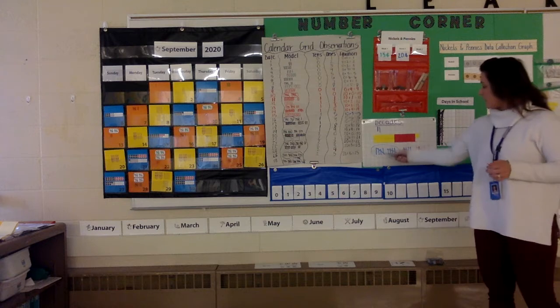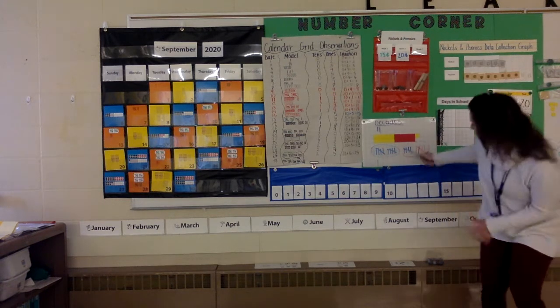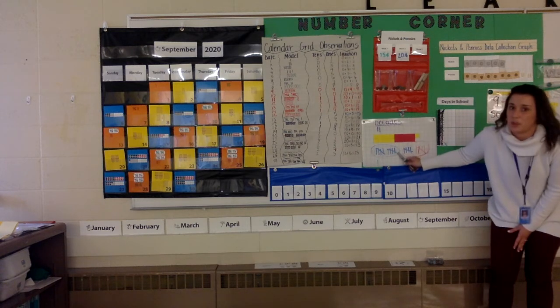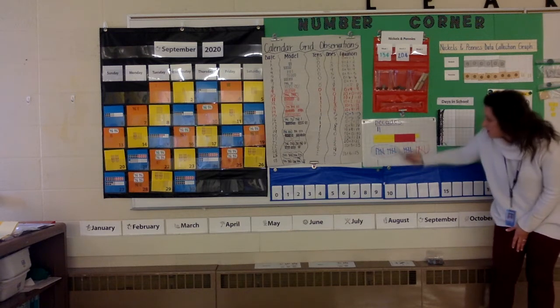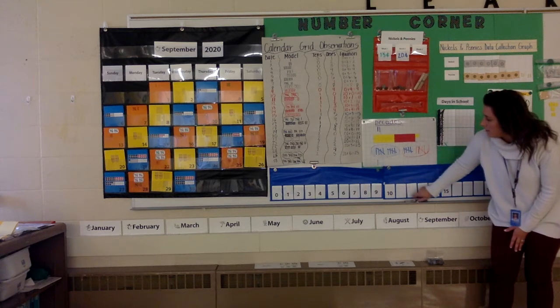And we need to add a tally as well. So count with me. Remember, we learned that if you circle our tally marks, it means it's a group of 10. So count with me. 10, 20, 21.